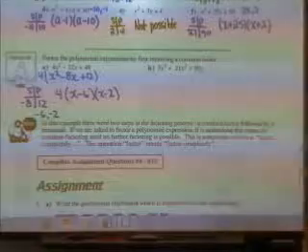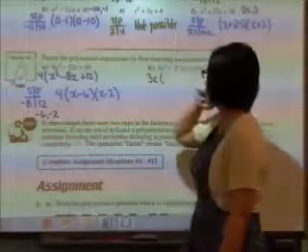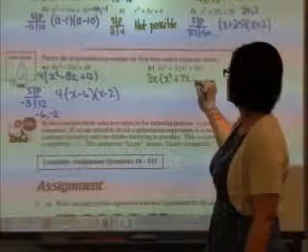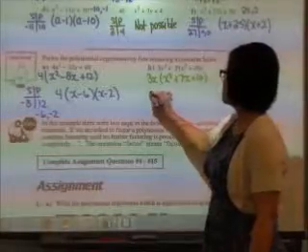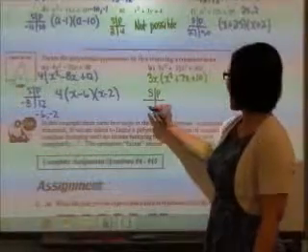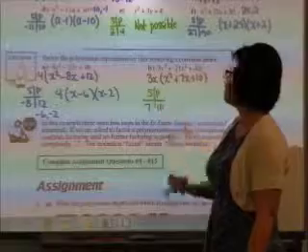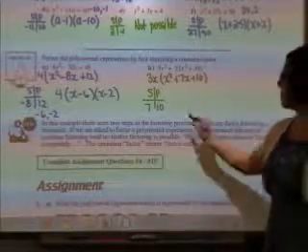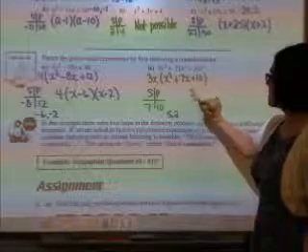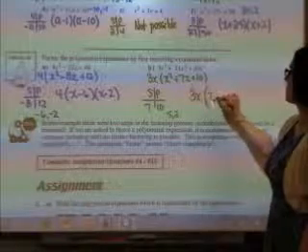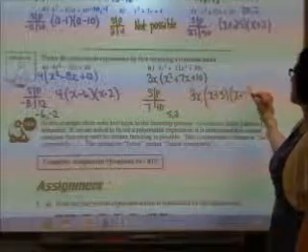What can I factor out of 3x cubed plus 21x squared plus 30x? 3x. And if I factor out a 3x, what am I left with? x squared plus 7x plus 10. So in my sum and product chart, I have to add to 7 and multiply to 10. 5 and 2. So the 3x will stay, and then what will I have? X plus 5 and x plus 2.